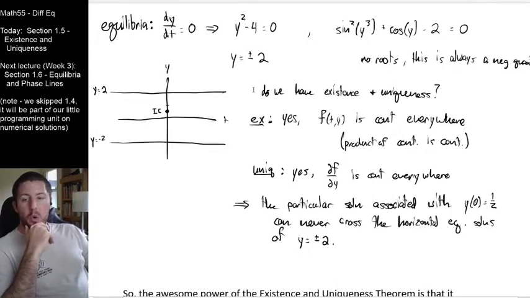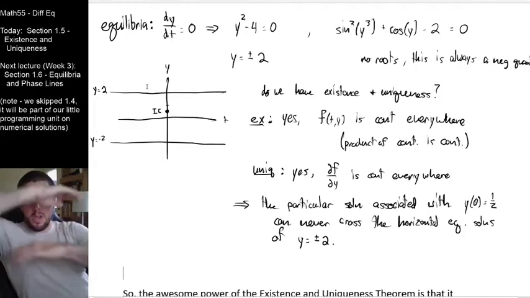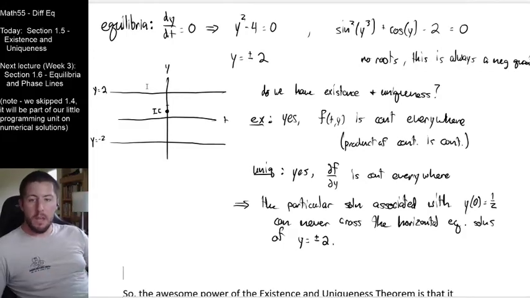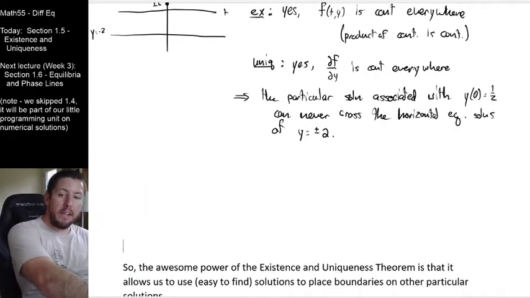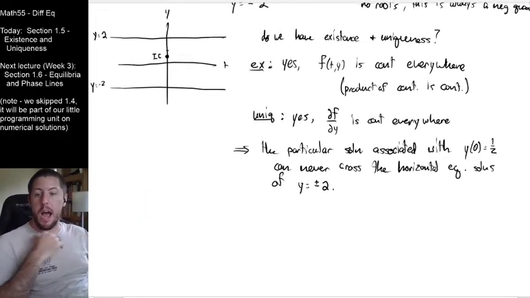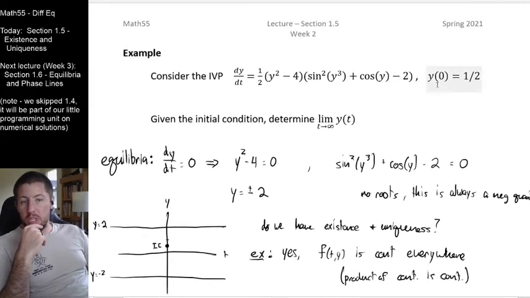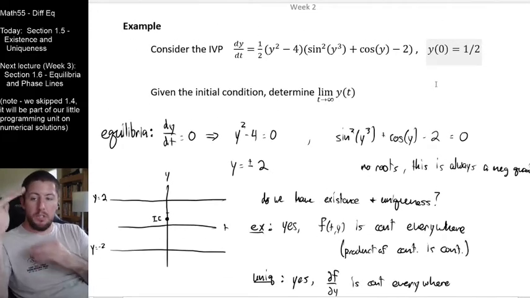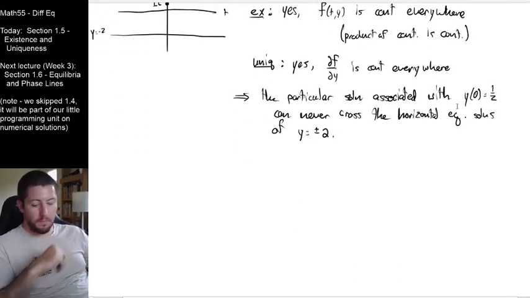Since I have found two horizontal solutions, I am guaranteed that our solution is bounded between -2 and 2 for all time. So I haven't answered our question yet, what's going to happen with this limit, but I have at least made a pretty good statement already. I can already say I am guaranteed that given the initial condition of y anywhere between -2 and 2, it will remain between -2 and 2 for all time.